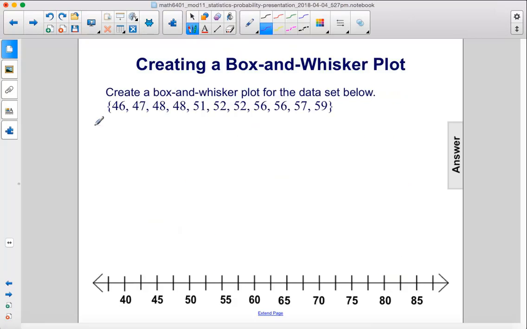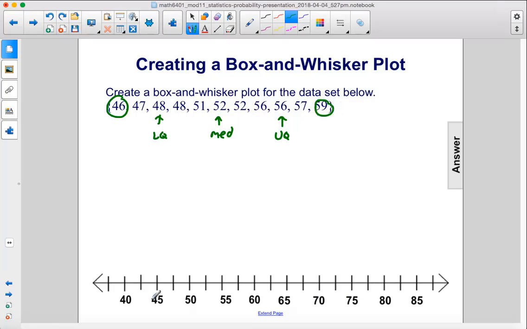Create a box and whisker plot for the data set below. Alright, so here we have 11 numbers that are in least to greatest order. So the middle value is 52, and that's our median. We then find the median of these 5 numbers, and that would be 48, and that's our lower quartile. Then the median of these 5 numbers is 56, so that's our upper quartile. Our lower extreme will be 46, and our upper extreme will be 59.